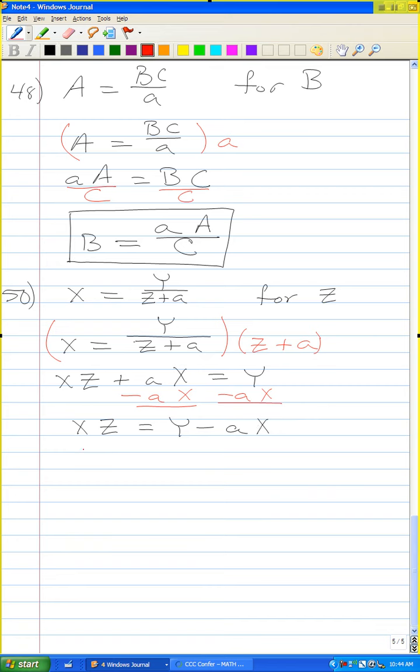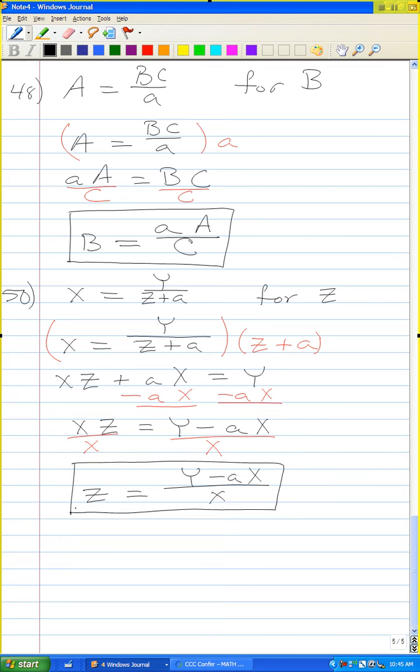You want to solve for capital Z, so divide both sides of your equation by capital X. And so capital Z equals capital Y minus little a times capital X, all over capital X. And that is your solution.